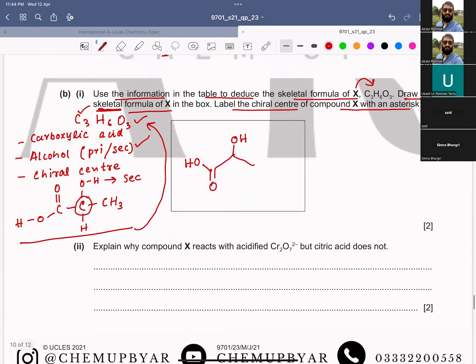Okay. Now what they are saying is, explain why compound X reacts with acidified dichromate but citric acid does not. So if we are discussing this, it is an oxidizing agent and we figured out that X has a secondary alcohol which undergoes oxidation to give you a ketone, and citric acid has a tertiary alcohol which never oxidizes.